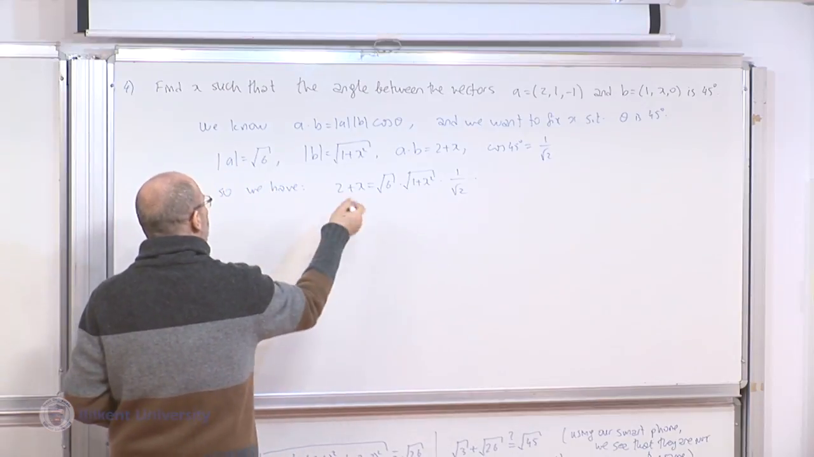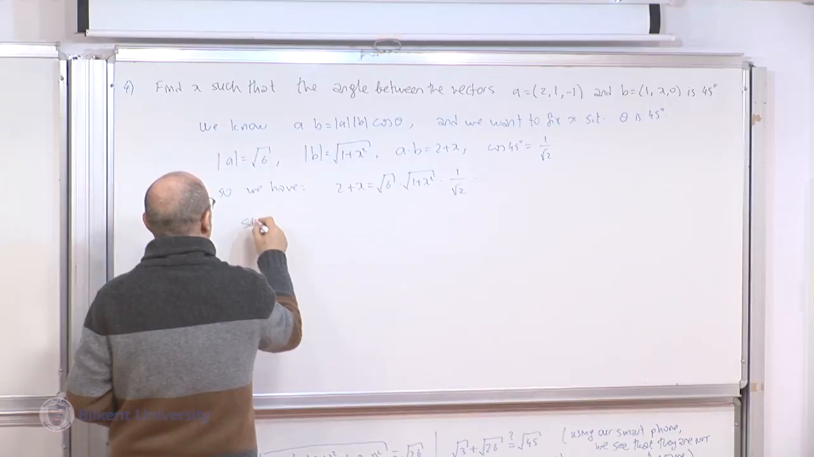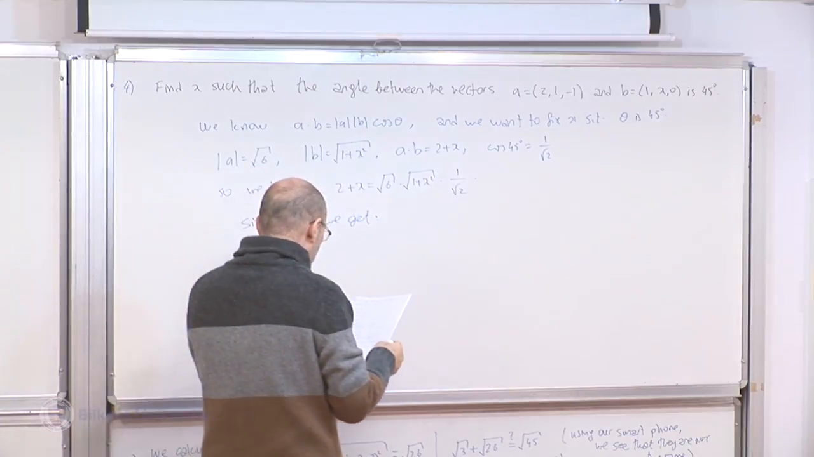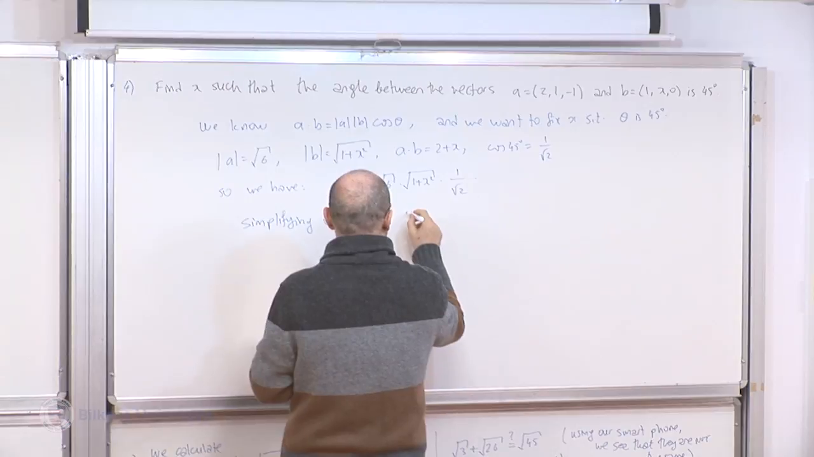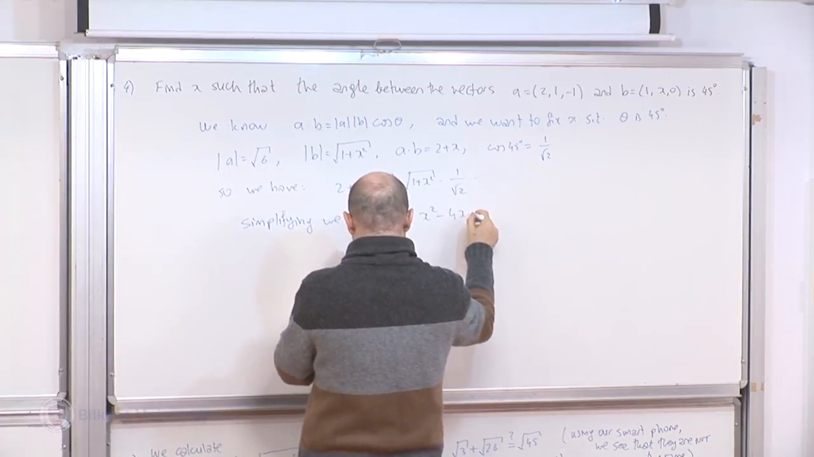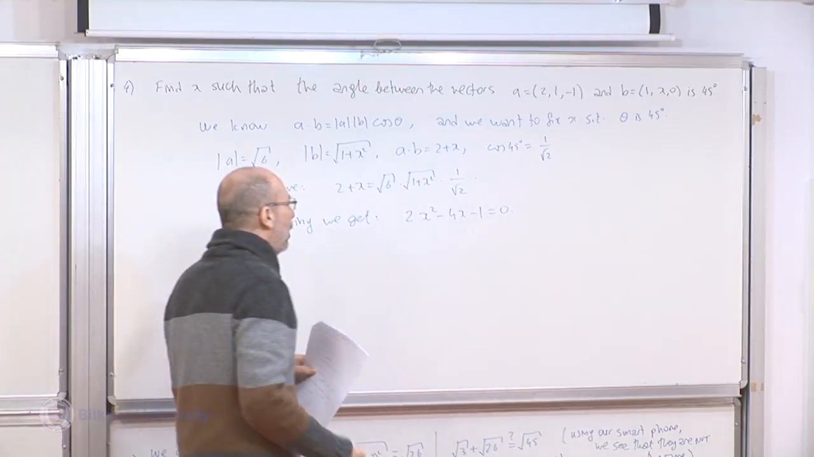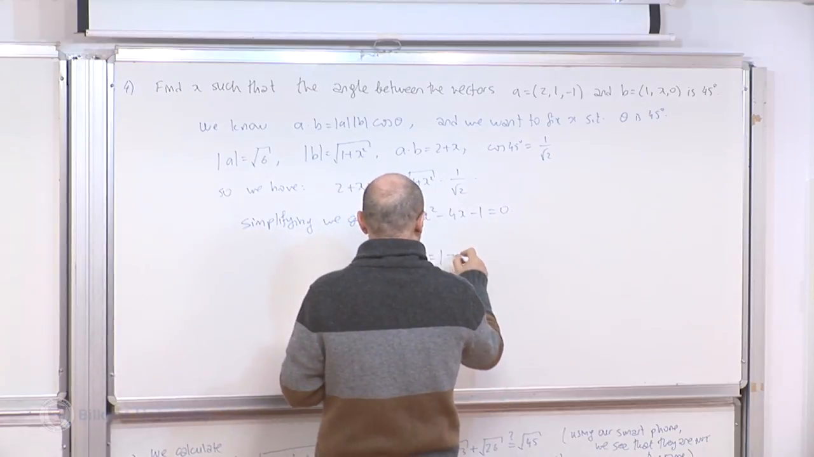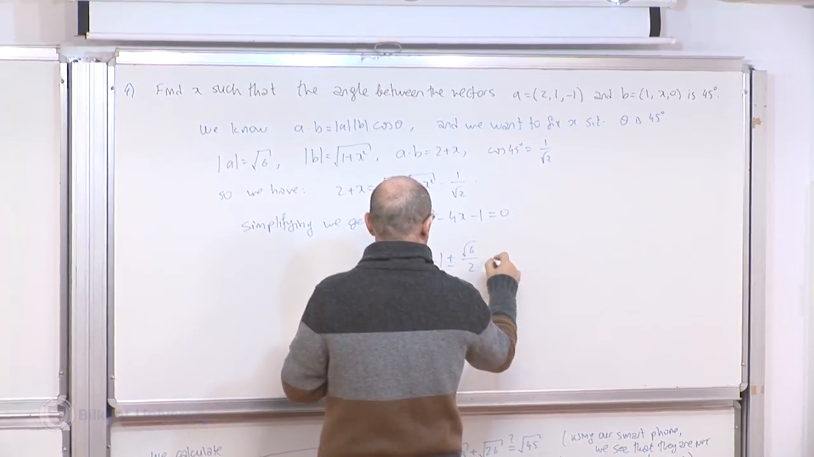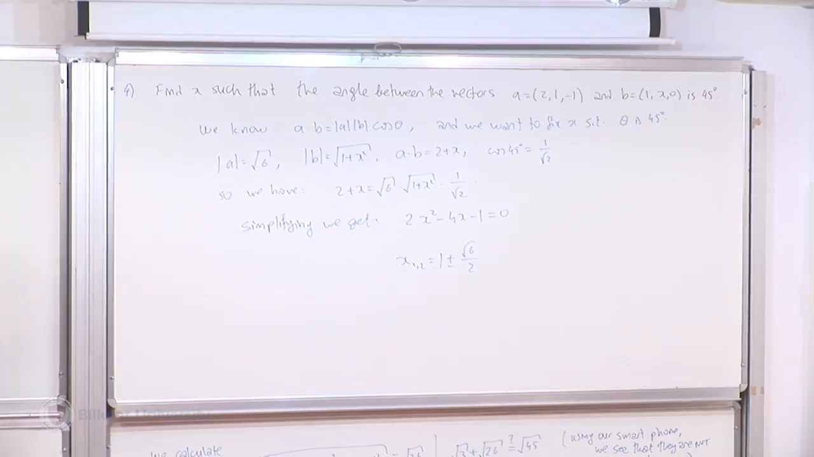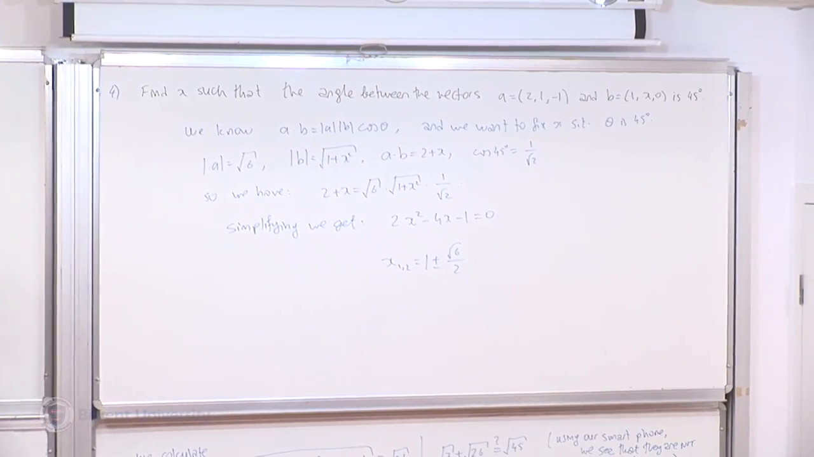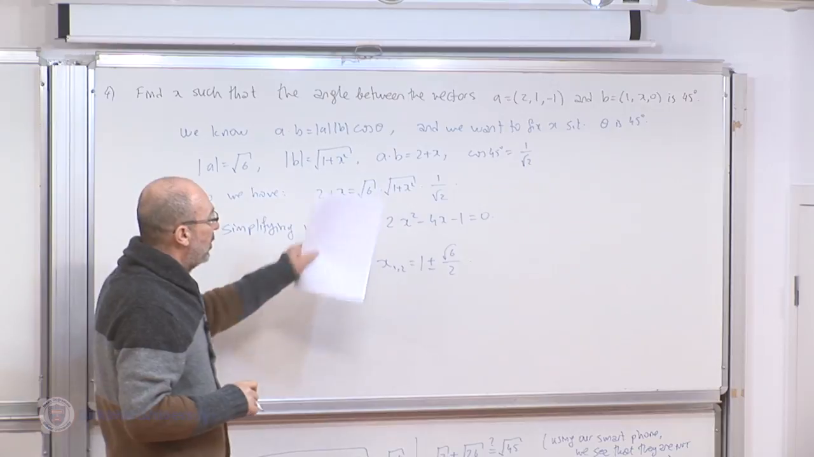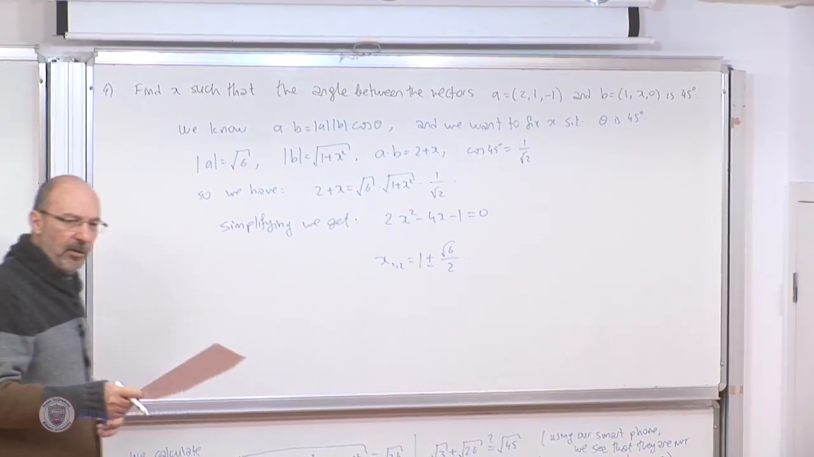Okay, so we have time, but you see the calculations are easy. Simplifying, eventually you get, putting things on both sides, 2x squared minus 4x minus 1 equals 0. So this gives you x equals 1 plus or minus square root 6 over 2. These are the two x's, so you get two vectors which have this angle with the given vector A. Any questions so far?